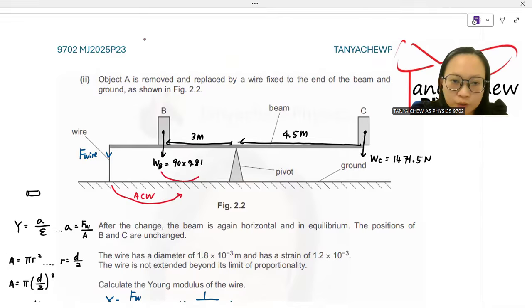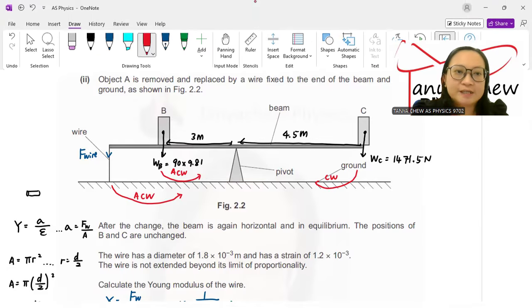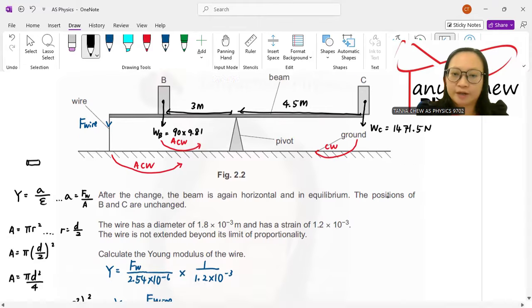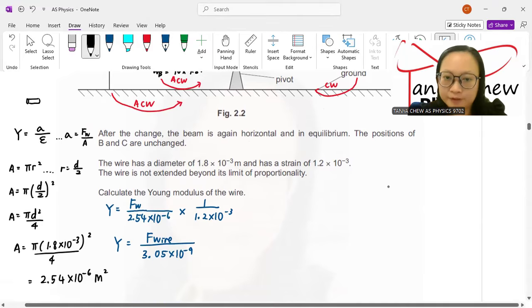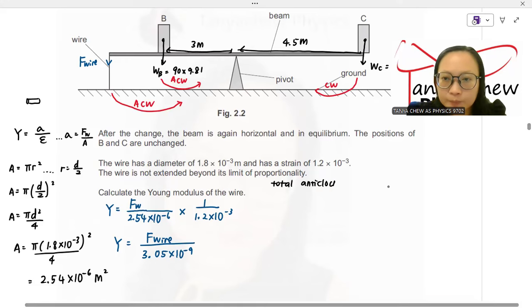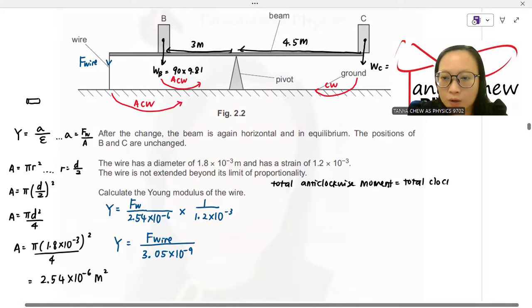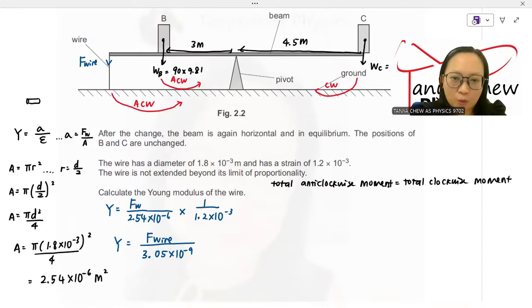Weight of B turns towards the pivot. This is also called anti-clockwise. Weight of C turns towards the pivot. This is clockwise direction. Since I have already identified my clockwise and anti-clockwise direction, I can safely use the principle of moment. Total anti-clockwise moment equals total clockwise moment.